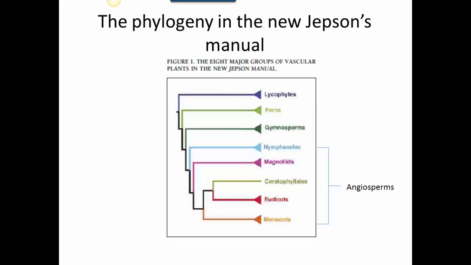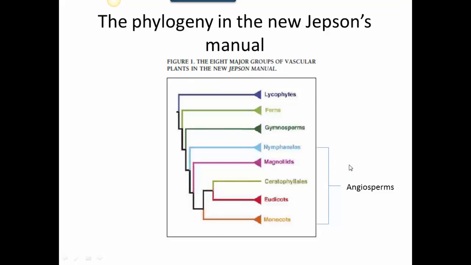Okay, so this is a screenshot of the phylogeny of the vascular plants that's in the new Jepson's manual. So you'll notice it includes lycophytes, the ferns, the gymnosperms, the nymphales, the magnoliids, the ceratophales, the eudicots, and the monocots. The bryophytes are not listed in the Jepson's manual, and that's because it's a manual for the identification of vascular plants only.